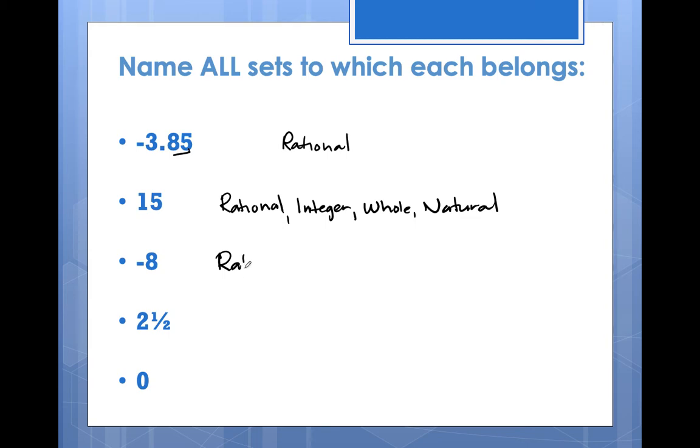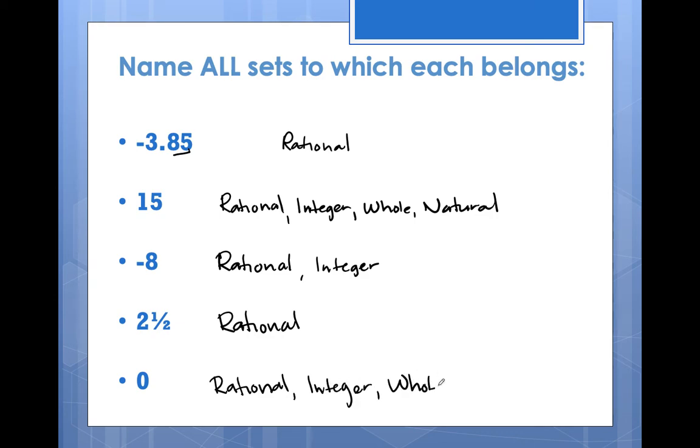-8 is a rational number. It can be written as a over b, and it is an integer because there are no fractions or decimals. 2.5 is a rational number, and 0 fits under every category except one, and that is natural. So it fits under rational number, it's an integer, and it's a whole number.